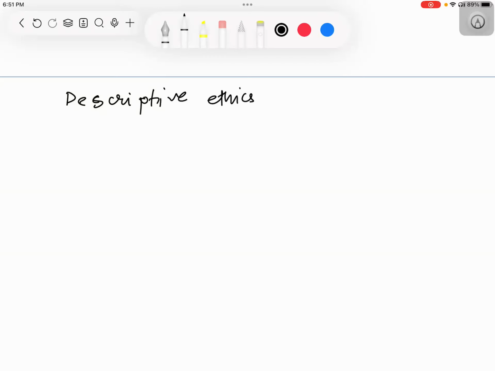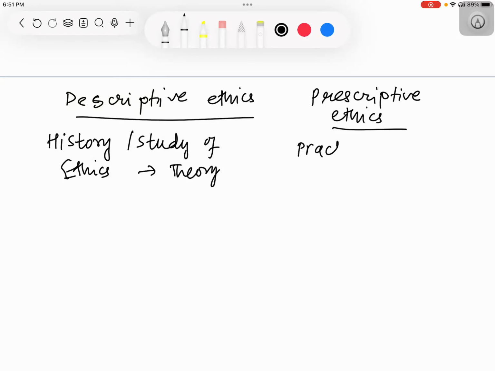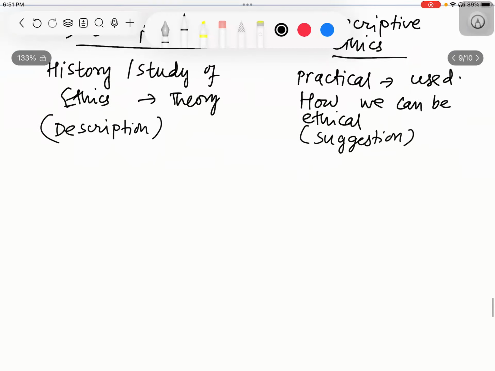Another category is known as prescriptive ethics. Descriptive ethics is only interested in the history or study of ethics, so it is more related to the theoretical aspect. Prescriptive ethics is more related to the practical aspect, how it can be used and how we can be ethical. Descriptive ethics is description of ethics. This is prescription. Prescription means suggestion, right? So one is doing description, one is doing suggestion.